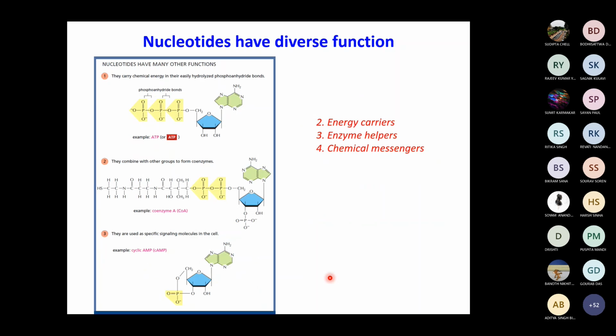Nucleotides have other functions, like they are energy carriers. You can see, looking at the ATPs, which are released in different cycles. We have learned about the TCA cycle and glycolysis. Then they are also enzyme helpers, like coenzyme A. And then they are chemical messengers also, to help in cell signaling, which you will be learning in cell biology. Hopefully, Munirpa Ghosh ma'am is teaching you that. So this way, nucleotides have many different functions.